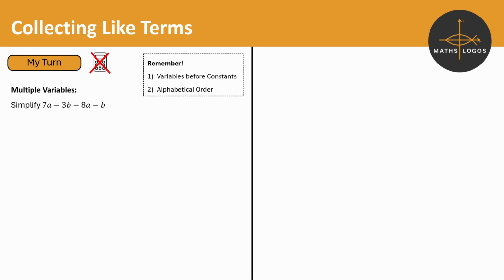Simplify 7a, subtract 3b, subtract 8a, subtract b. And now we have a second rule that we need to remember. Our first is that variables come before constants. Our second is that we need to write it in alphabetical order. So let's have a look at what that means in this context. Let's start by circling our like terms. So I've got A's and B's.